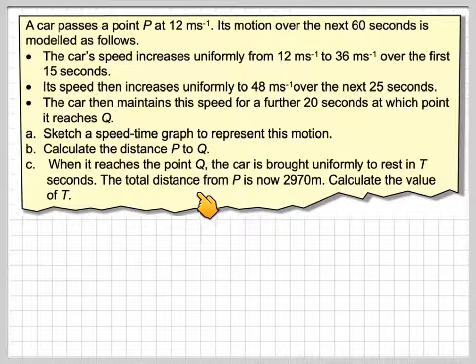When it reaches the point Q, the car is brought uniformly to rest in T seconds. The total distance from P is now 2,970 meters. Calculate the value of T.